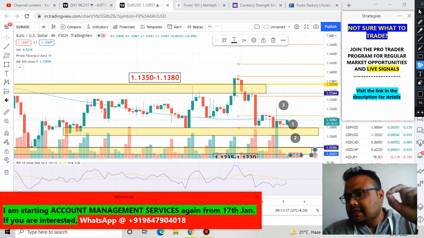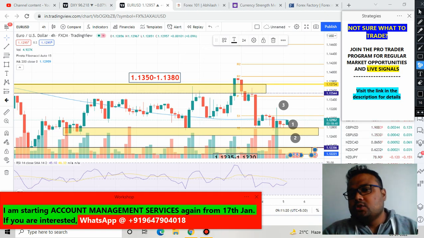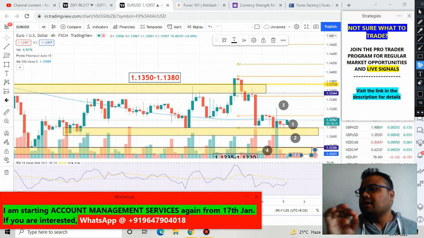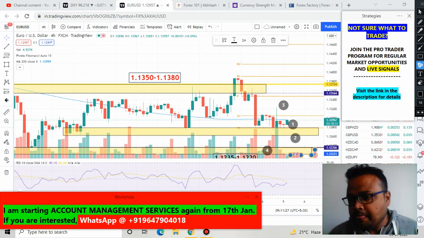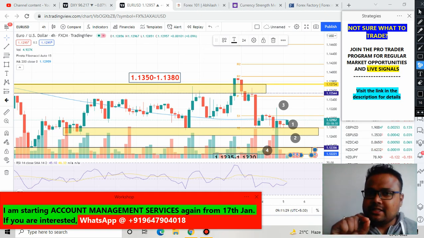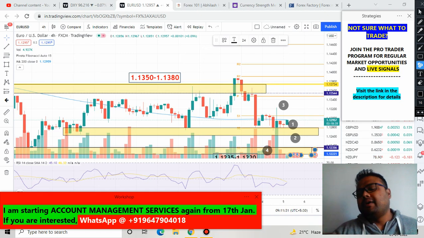The strongest level on the chart of Euro USD is 1.1235 to 1.1220. This is a support zone, and this is the strongest support zone on Euro USD. If the market comes down and bounces from this level, this can be a good trade. But right now, the current market price is far away. Let's see. This is it.